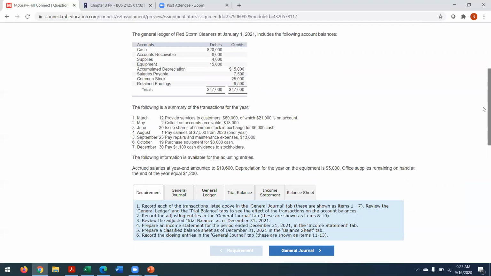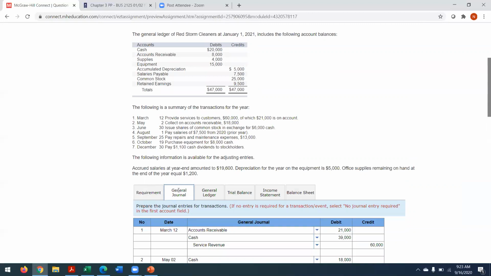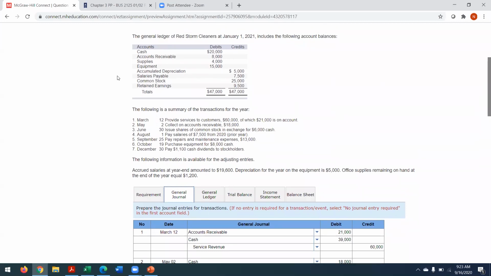So, the first thing we do is in our general ledger journal, we are going to take these transactions and record them. Okay? We're going to take these transactions, we're going to record them. When it says provide services to customers for 60,000, of which 21,000 is on account. Well, doesn't that mean we did receive cash of 39,000?